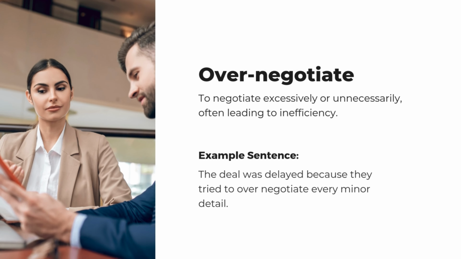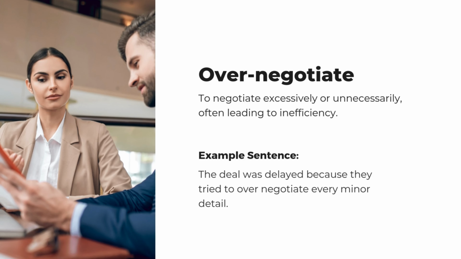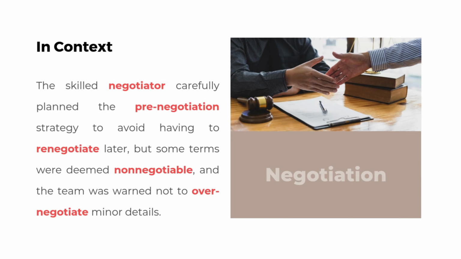And to over-negotiate, the prefix over means you're doing something excessively, more than necessary. So to over-negotiate means to negotiate excessively or unnecessarily, often leading to inefficiency. For example, the deal was delayed because they tried to over-negotiate every minor detail.